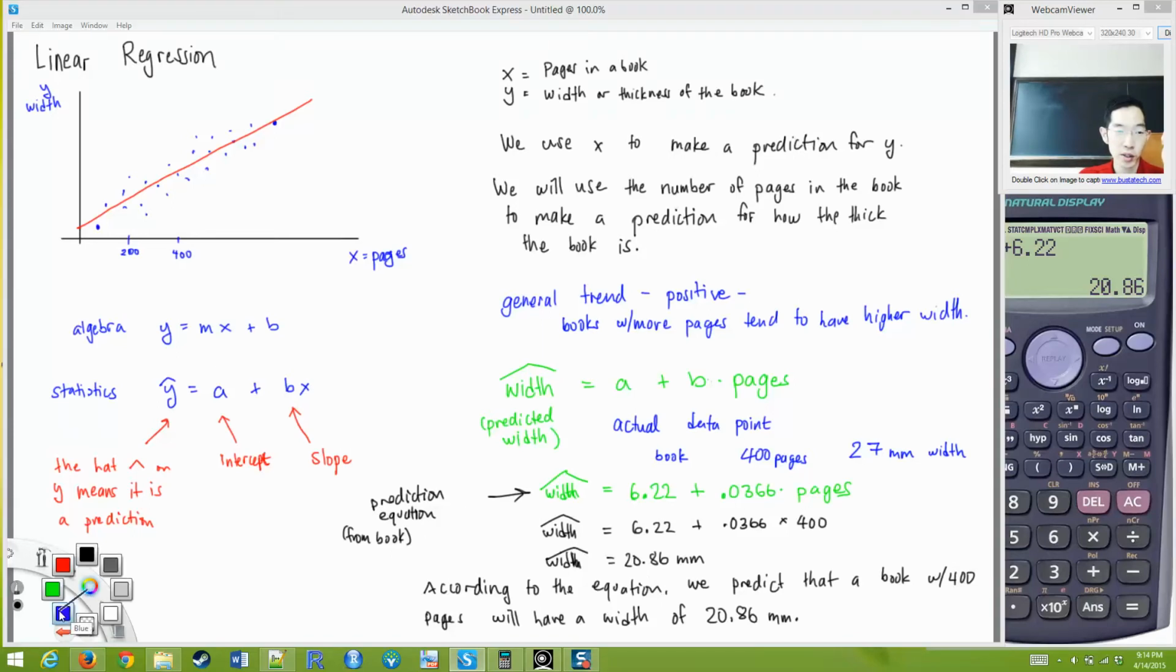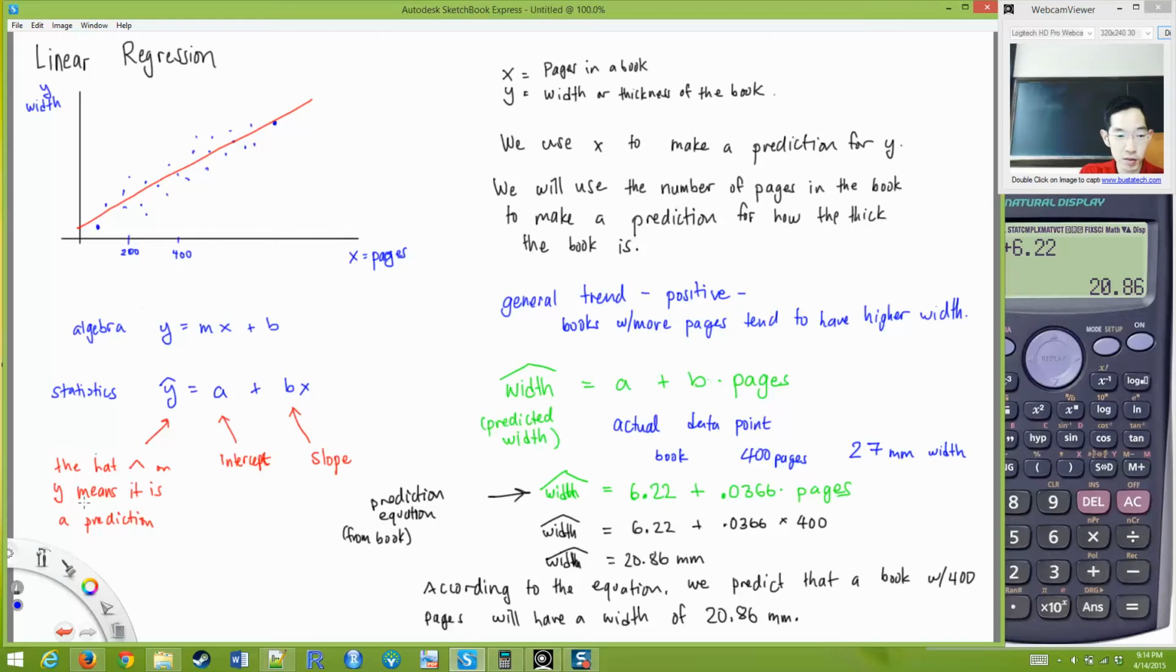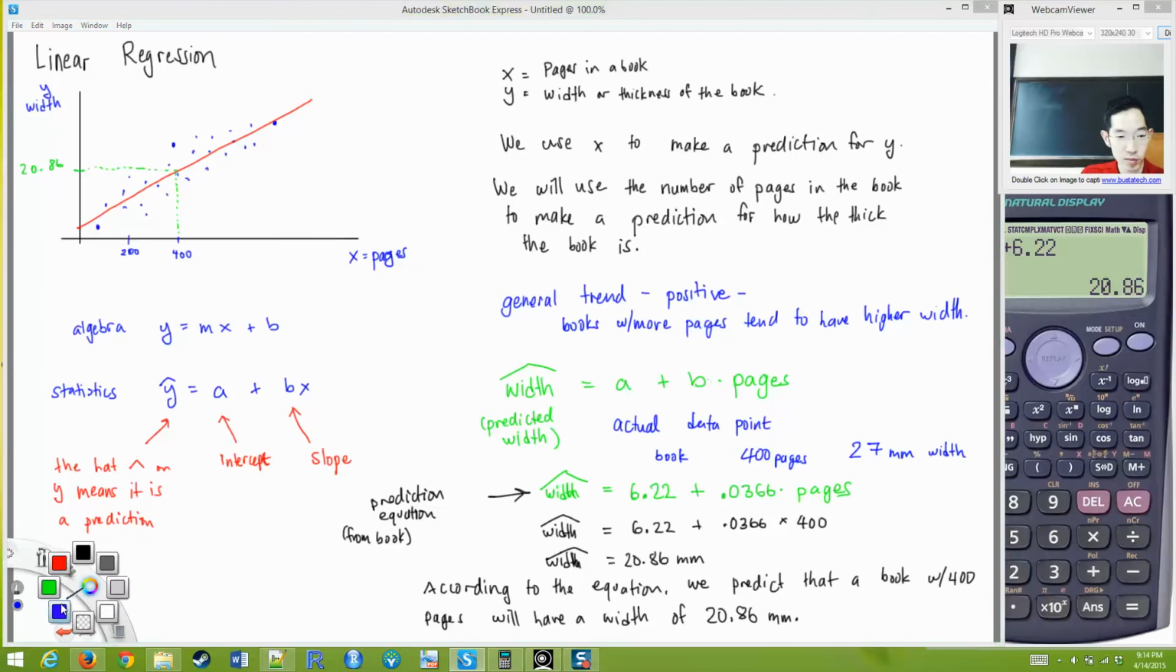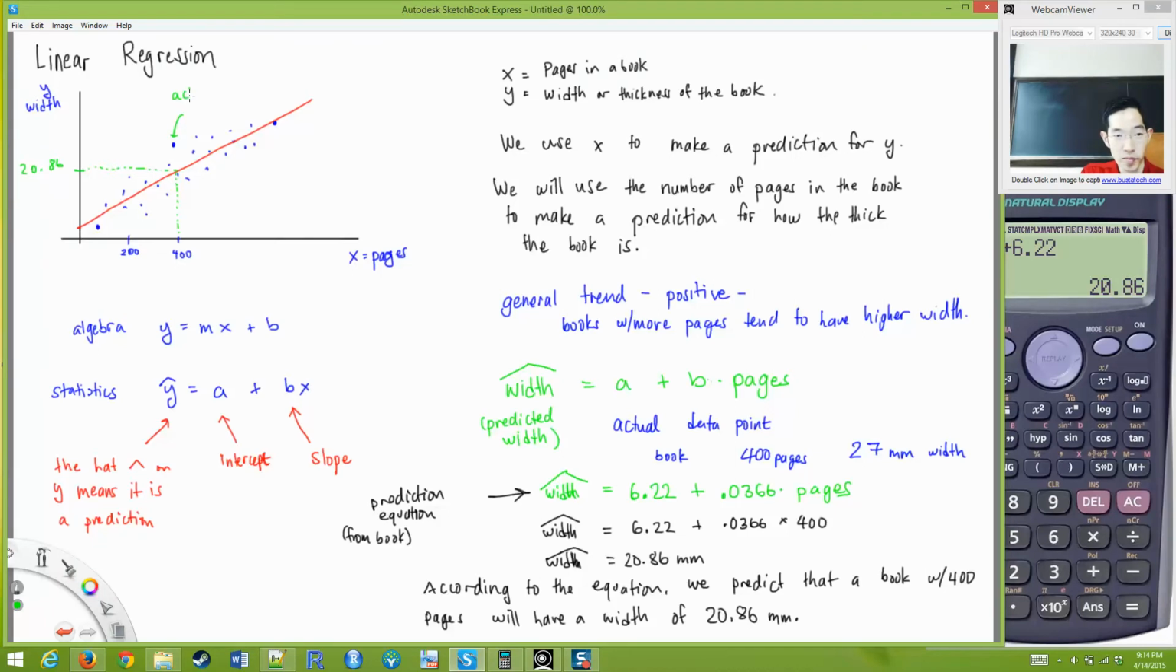Okay, and so that means if I go up to the line at 400, this would be right at 20.86, okay? But we have a data point that's at 400 but is at 27 millimeters. Actual point at 400, 27. Is this okay?